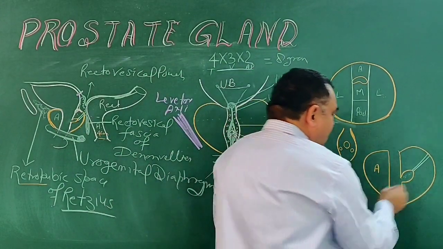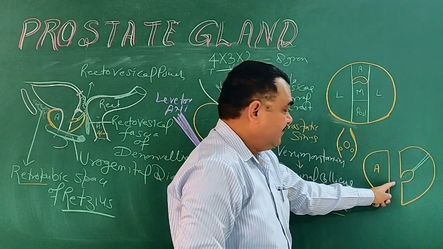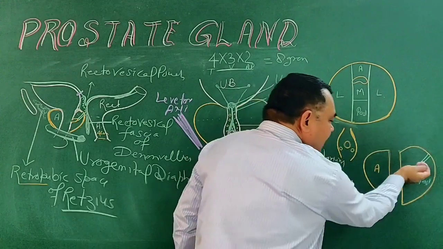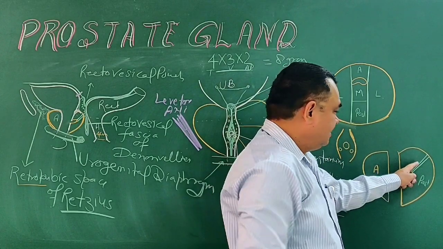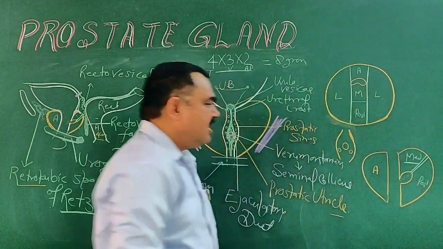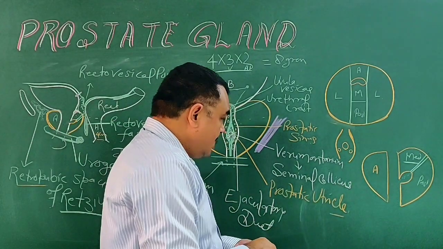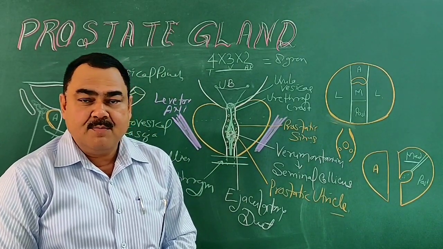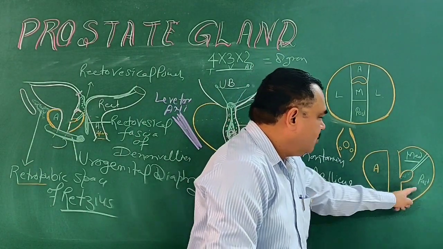In relation to this, above this is the anterior lobe, which lies anterior to the urethra. This is the posterior urethra. This is the posterior lobe, which lies on the posterior side, and in the posterior part, the part which is above this ejaculatory duct is the median lobe. This median lobe usually enlarges in case of benign hypertrophy of prostate. So anterior, posterior, median lobe.